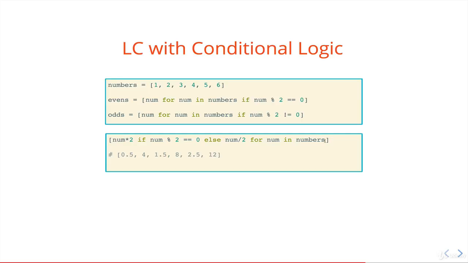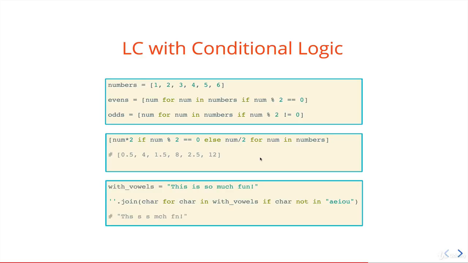So for every num in numbers from 1 to 6, if it's even, if num mod 2 is 0, multiply it by 2. So that's how we get 4 and 8 and 12. Otherwise, divide it by 2. And that's how we get 0.5, 1.5, and 2.5.